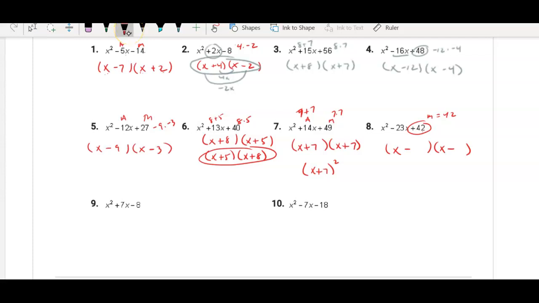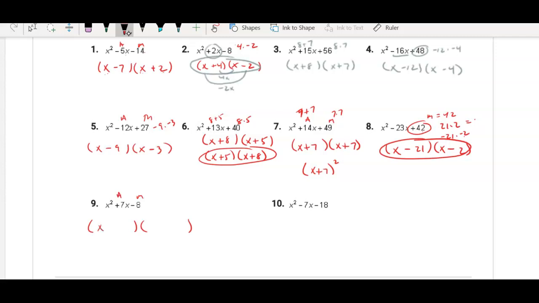So what multiplies to give me 42 and adds up to -23? Well, I know 21 and 2 multiply to give me 42, but these add up to 23. So if I make it -21 and -2, that multiplies to give me 42, and they also add up to give me negative 23. So it'd be (x - 21)(x - 2). And we're done.